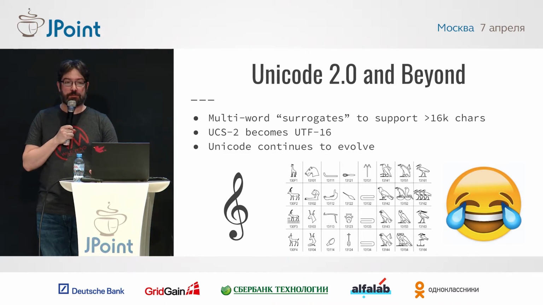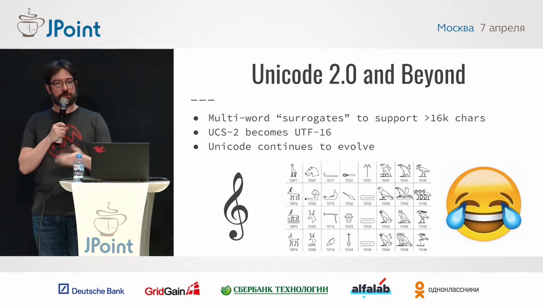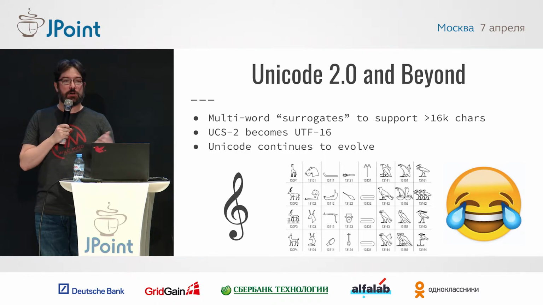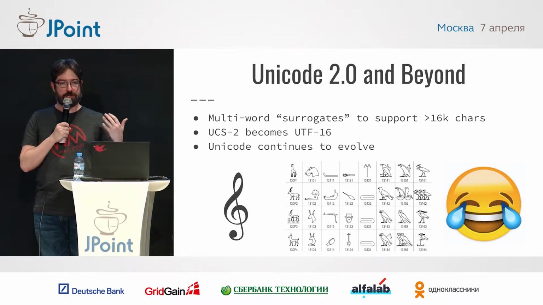Unicode continues to evolve to this day. 1997 or so, we introduced some musical symbols into Unicode. 1998, some archaic languages like Egyptian hieroglyphics. And then, of course, today we have the modern hieroglyphics in the form of emojis.